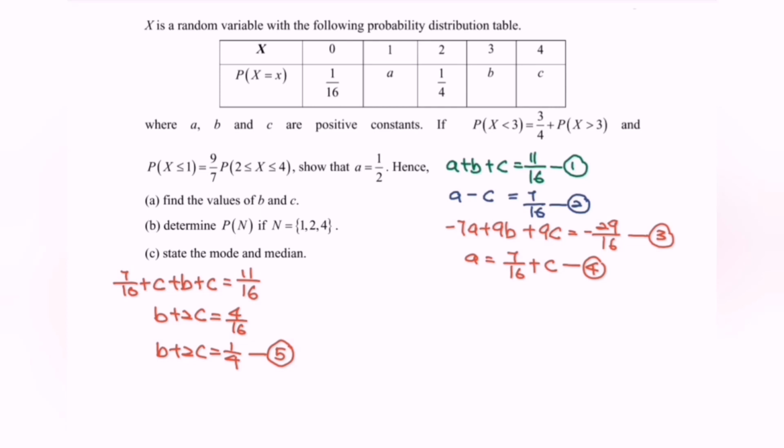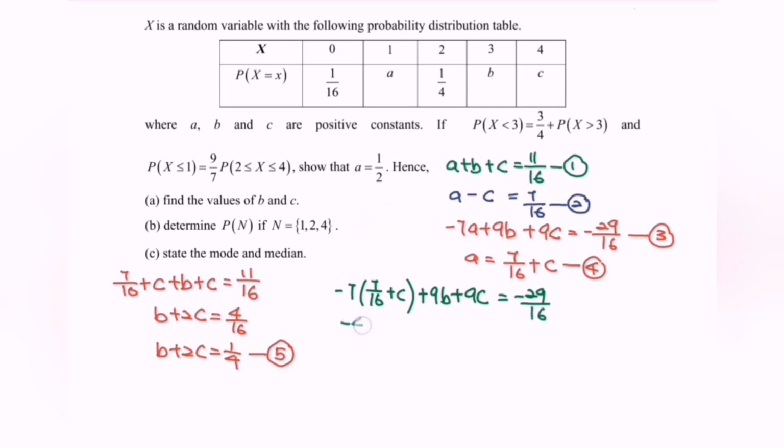Next, substitute A is equal to 7 over 16 plus C into the third equation. So we will have negative 7 multiplied with 7 over 16 plus C, plus 9B plus 9C is equal to negative 29 over 16.